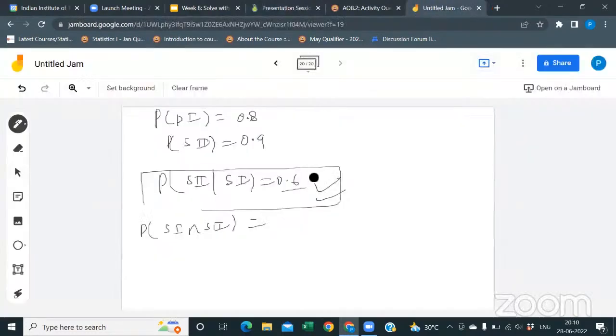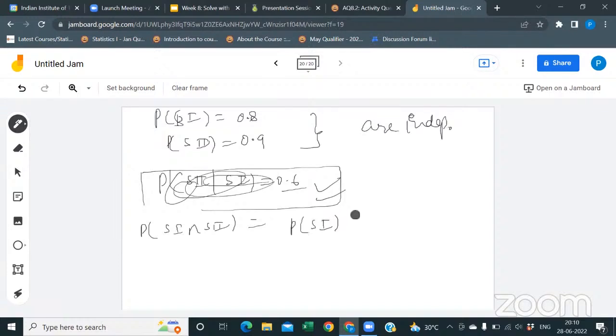Suppose in the question it is mentioned that these two sections are independent. Then can I write this as probability of section 1 into probability of section 2? Let's write probability of section 2 given section 1. Since these are independent, I can write this quantity as probability of section 2 only.